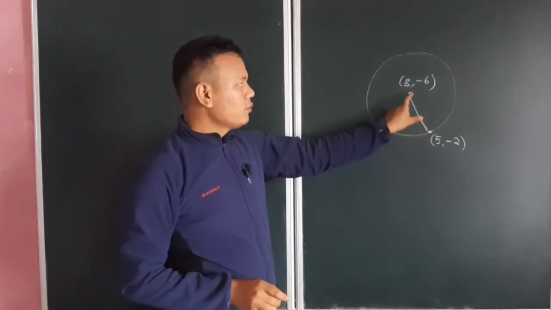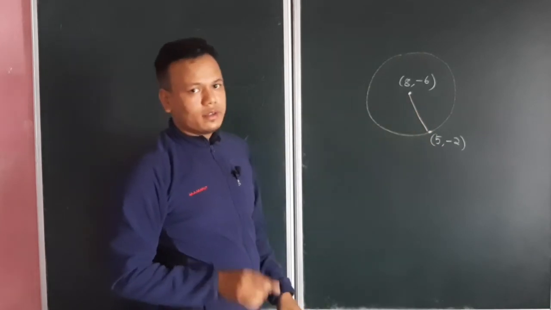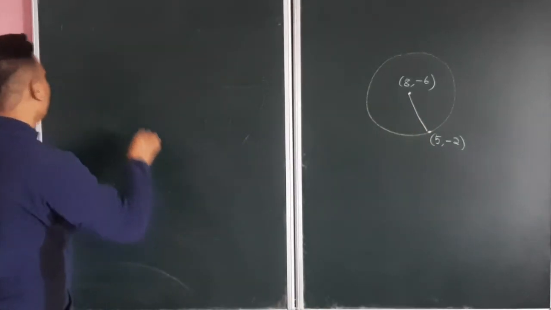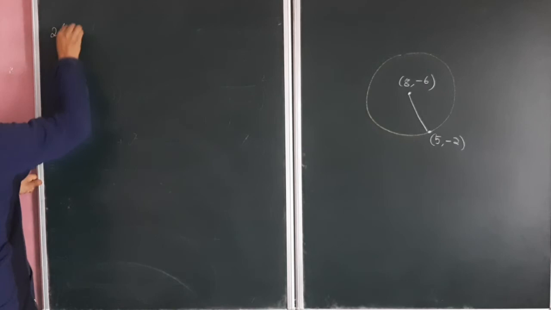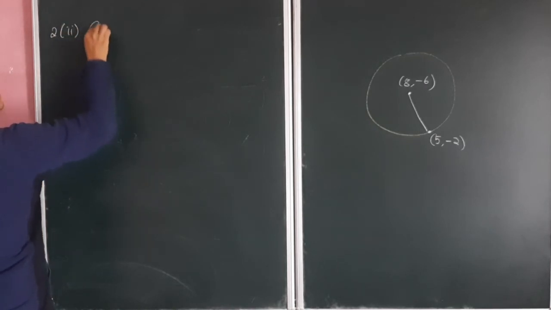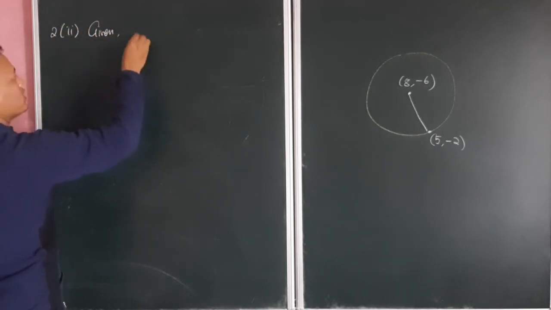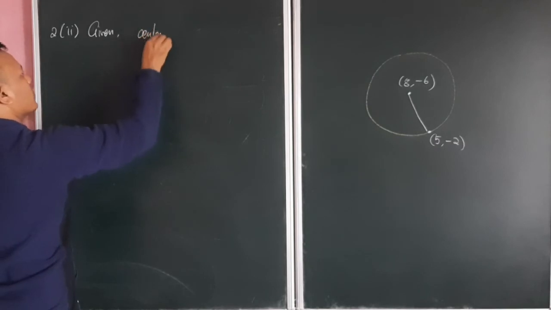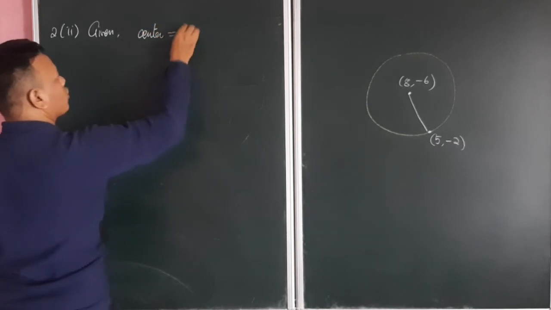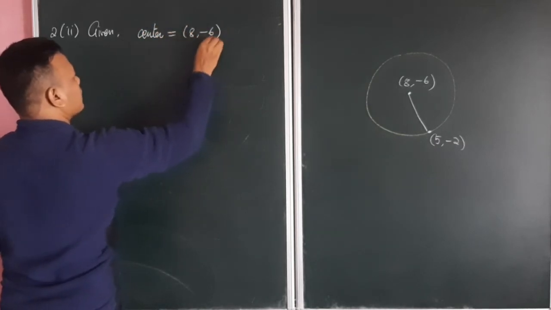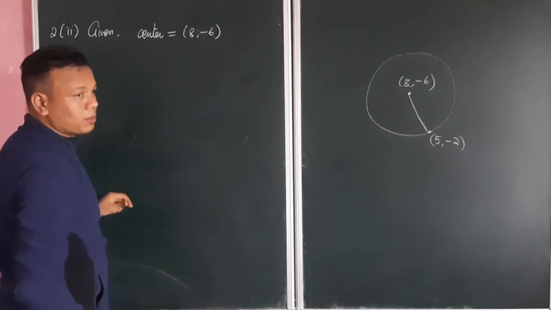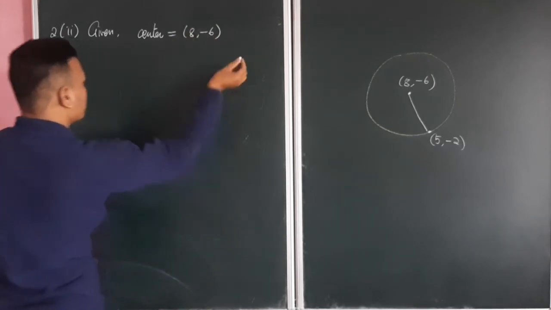So basically we'll make use of the distance formula in order to find the radius. Okay, so this is my question number 2, sub number 2. Given is the center, so the center equals 8, -6. So this is my h and this is my k, remember.